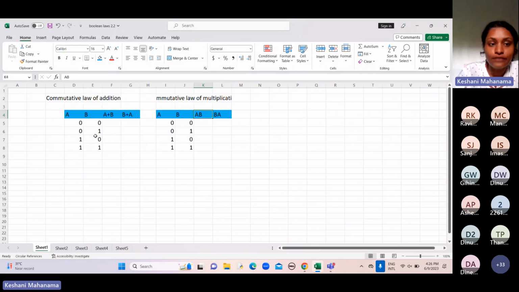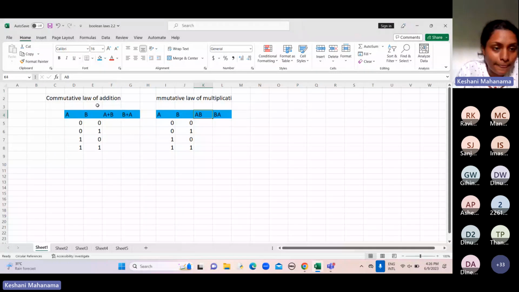If there are two inputs, the number of ways is 2 to the power 1, and if there are 3 inputs, we can get the number of ways like 2 to the power 3. Likewise, the number of ways we should have for the inputs is always a power of 2.